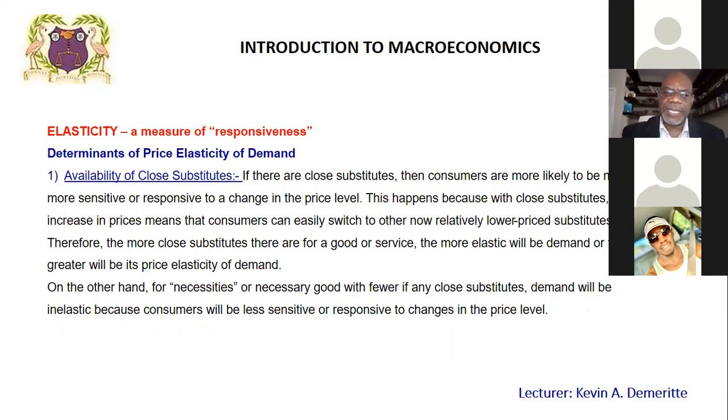And the first of these conditions, or criteria, if you will, for what would affect our sensitivity is if there are a lot of close substitutes. What we're saying is that if there are close substitutes, then consumers are more likely to be much more sensitive or responsive to a change in the price level. But think about it. This happens because if there are close substitutes, a substitute just means that I can swap from one product into another product and be equally happy.